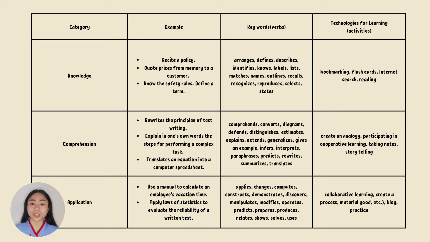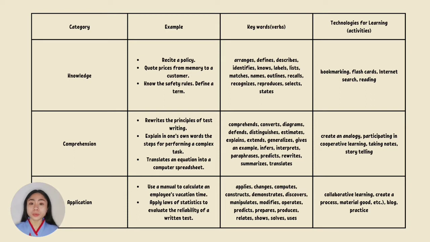We have here the knowledge. Knowledge means recalling data or information. So we have here three examples. One example is know the safety rules. So the word know can be found in the keywords. There are a lot of examples, and one of the technologies for learning is bookmarking.